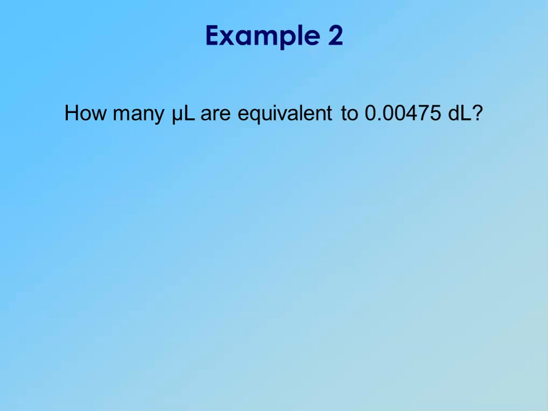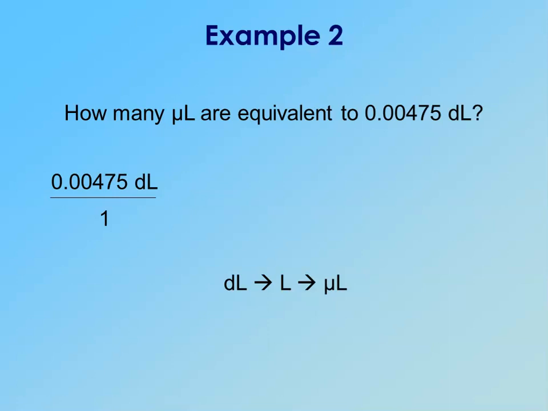In my second example, you are going between 2 prefixes. Some of you may have used micro before, others of you may not, but it works the same way whether they're prefixes you've used previously or not. We start with what we're given, the 0.00475 deciliters.